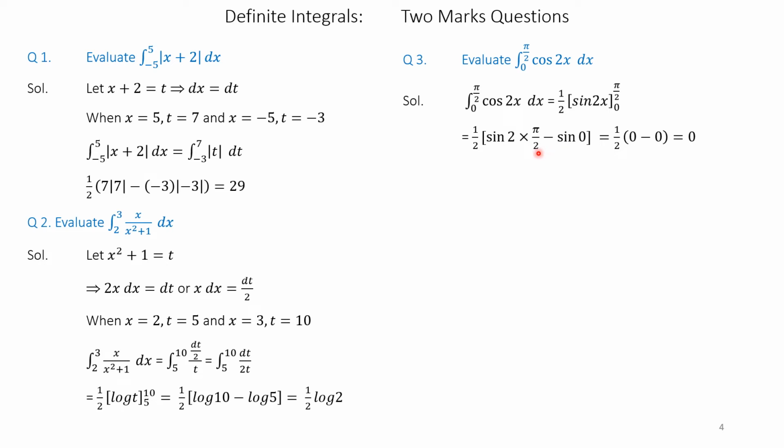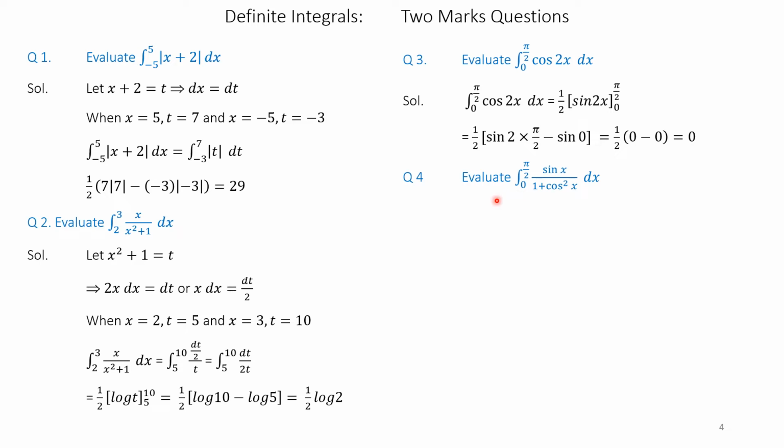That is equal to, this 2 and this 2 get cancelled. That becomes sine pi. Sine pi is sine of 180 degrees. Therefore, that is 0. This is also 0, and sine 0 also is 0. Therefore, it becomes 0. The answer is 0. Question number 4.